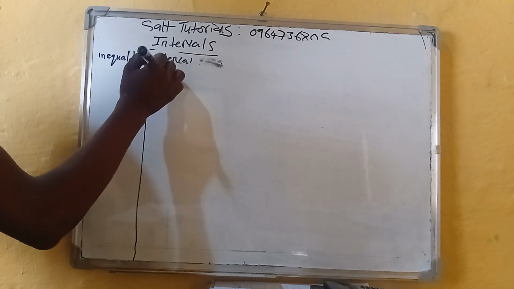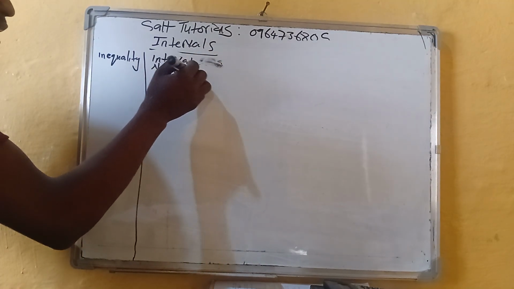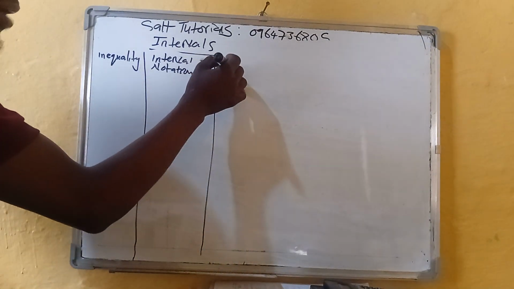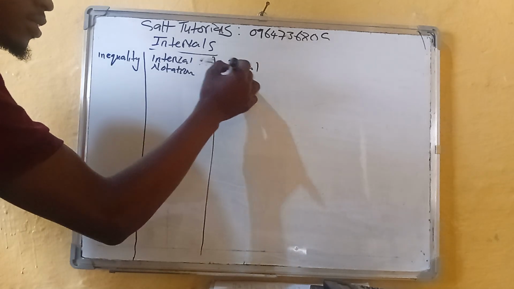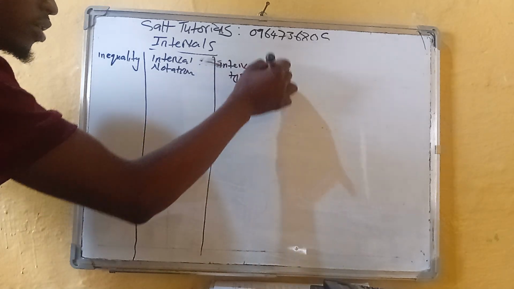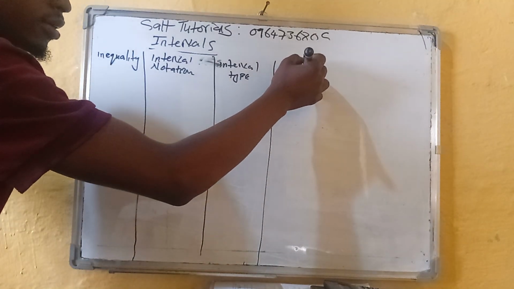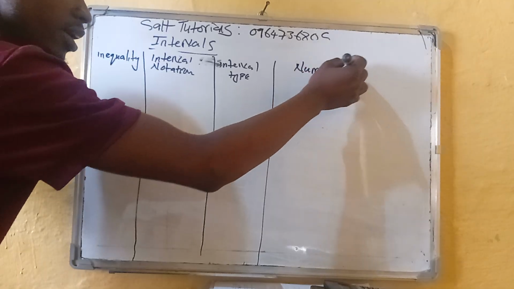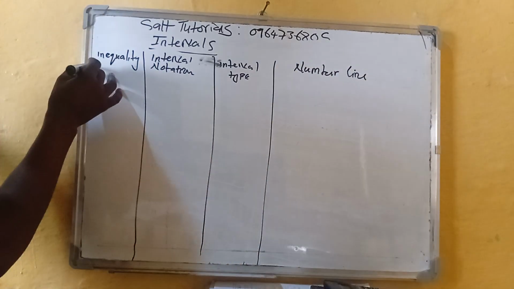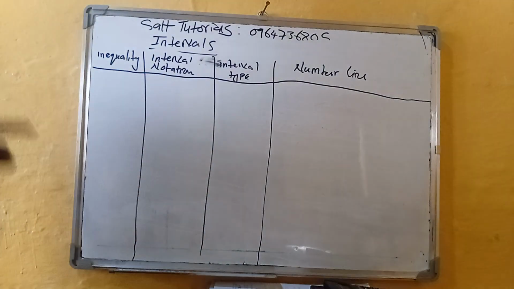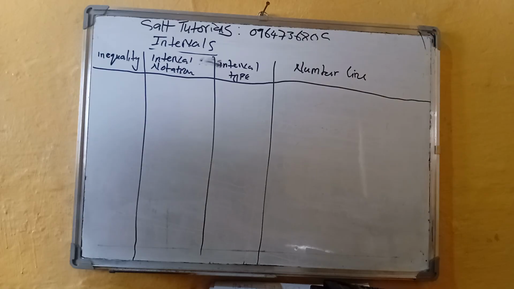And we'll create some space. Interval notation, we are going to have a column for the interval type. We are going to have a column for the number line. Remember, an interval is basically a portion from the real number line. So if this is my table, we're going to talk about values which can be in this format.